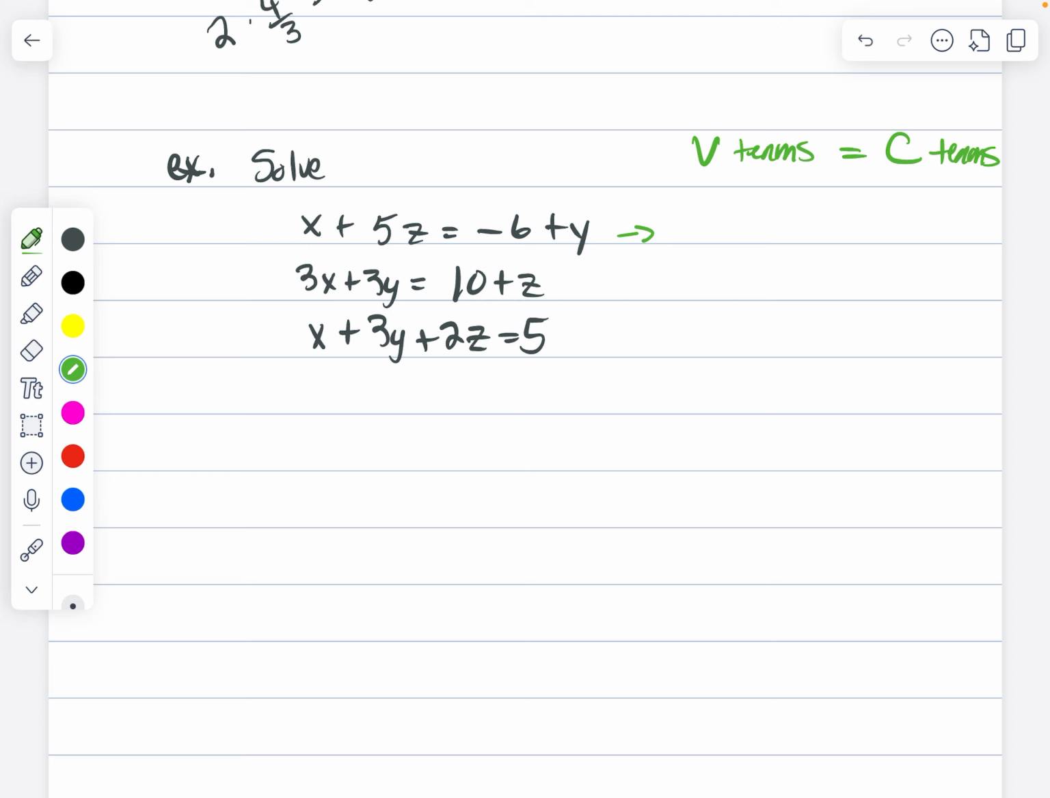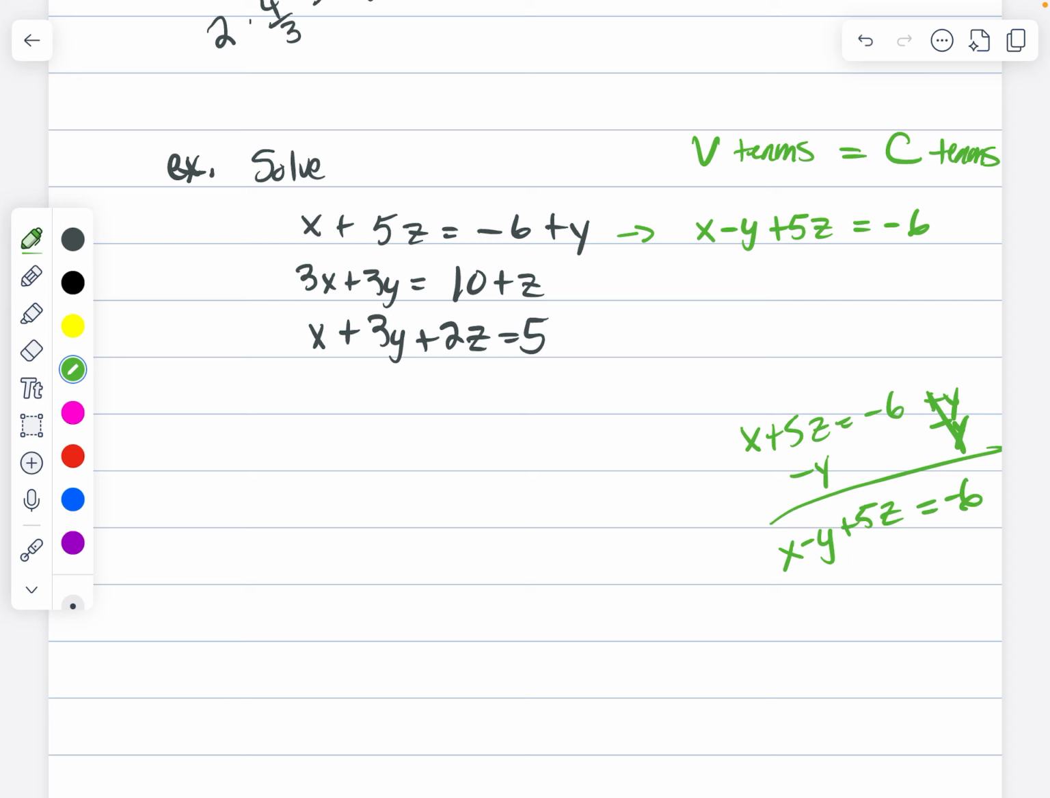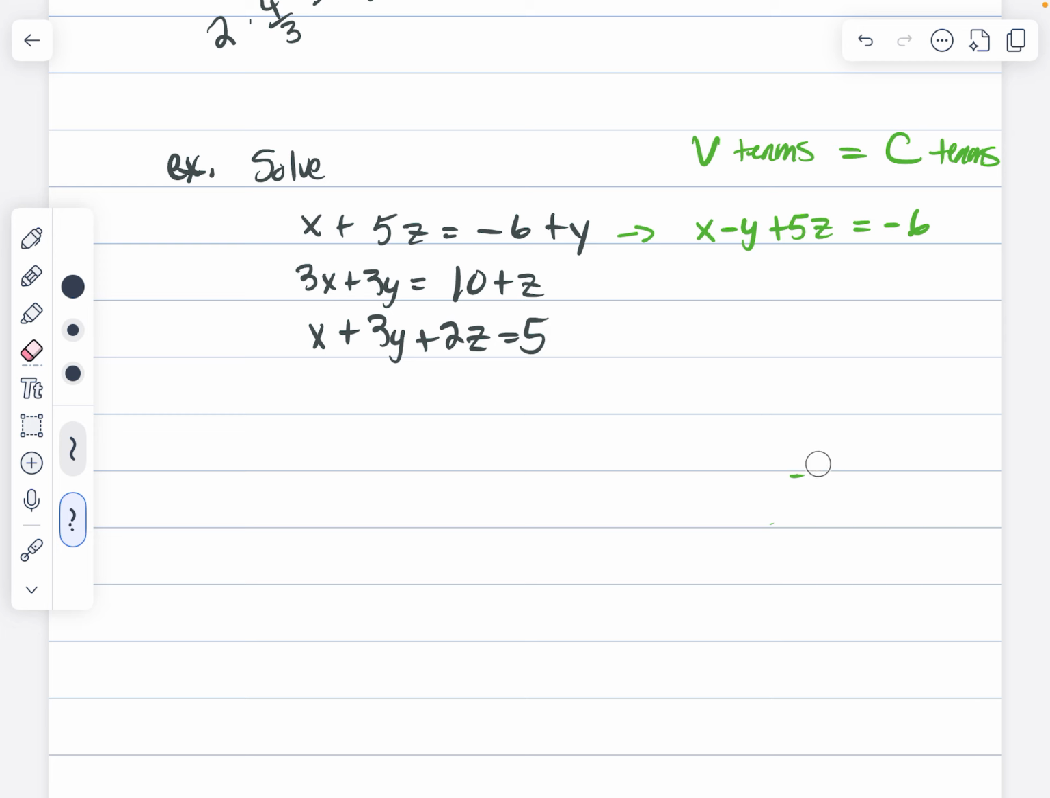How do we do that? Like here, we would just subtract y from each side, and what we would end up with is x minus y plus 5z equals negative 6. Now this is in proper form. All I did was take x plus 5z equals negative 6 plus y, and subtract y from each side. There are no like terms on the left side, so all I can do is line it up in alphabetical order. That's what happened, and I did that for the first equation. I'm going to do it for the others.